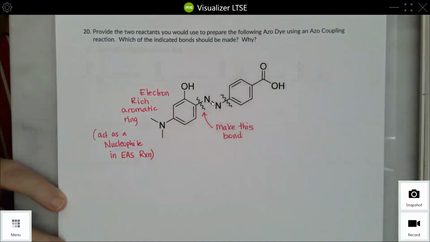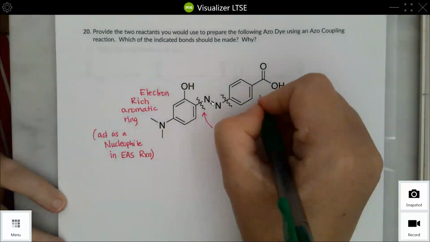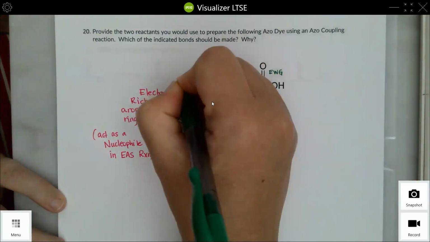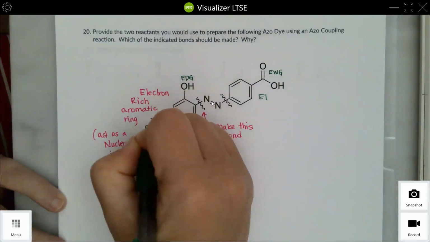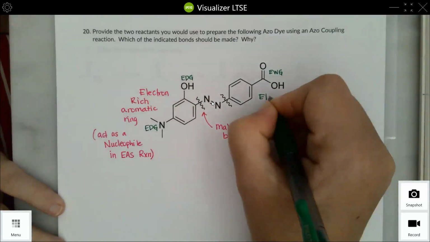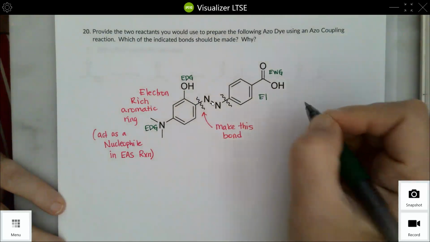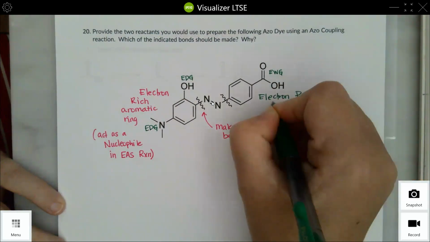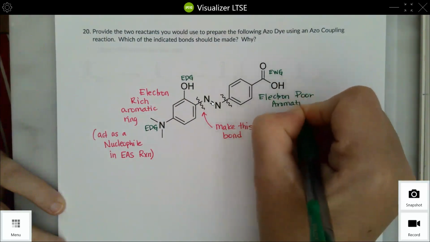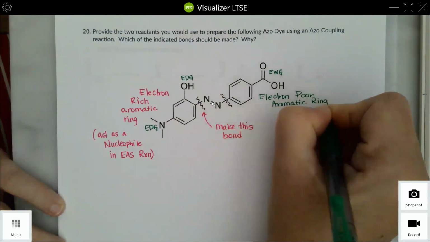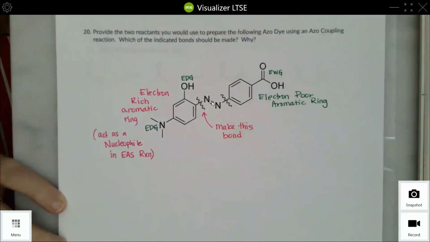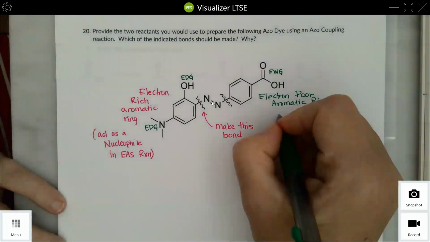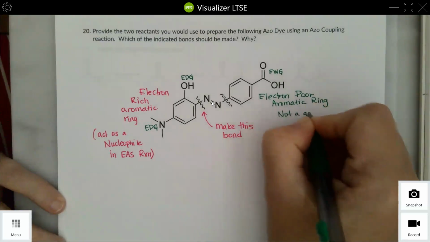So this one is the more electron poor ring because it has an electron withdrawing group, right? Whereas this is an electron donating group and this is an electron donating group, right? So this one is the electron poor aromatic ring, and that would not make a good nucleophile for an EAS reaction. Okay. So not a good nucleophile.